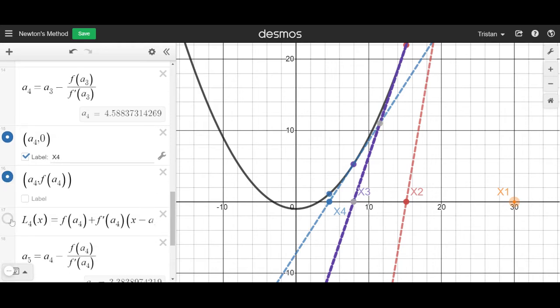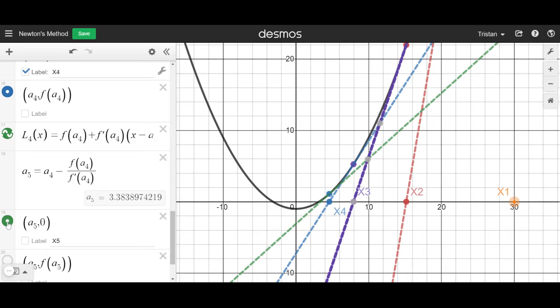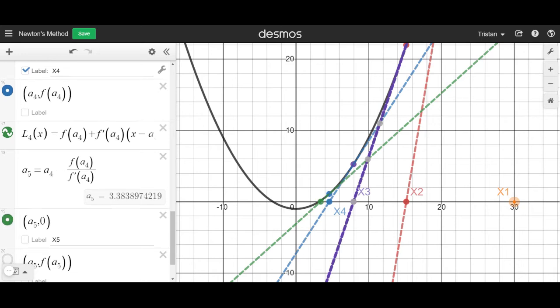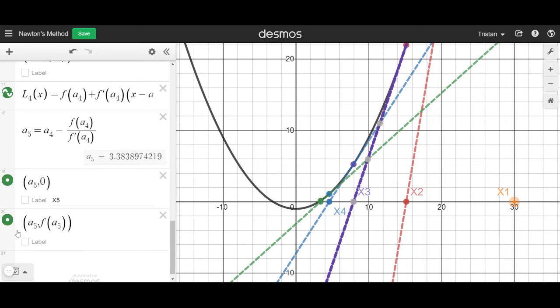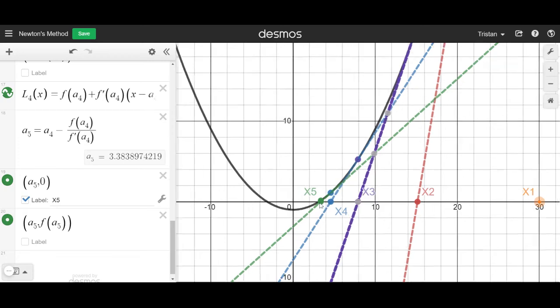All right, look at the point on the curve, make a tangent line, and look at where that tangent line crosses the x-axis, and that is x5. So now we have x1, x2, x3, x4, x5. And these points are getting successively closer and closer and closer to the x-intercept that we want.